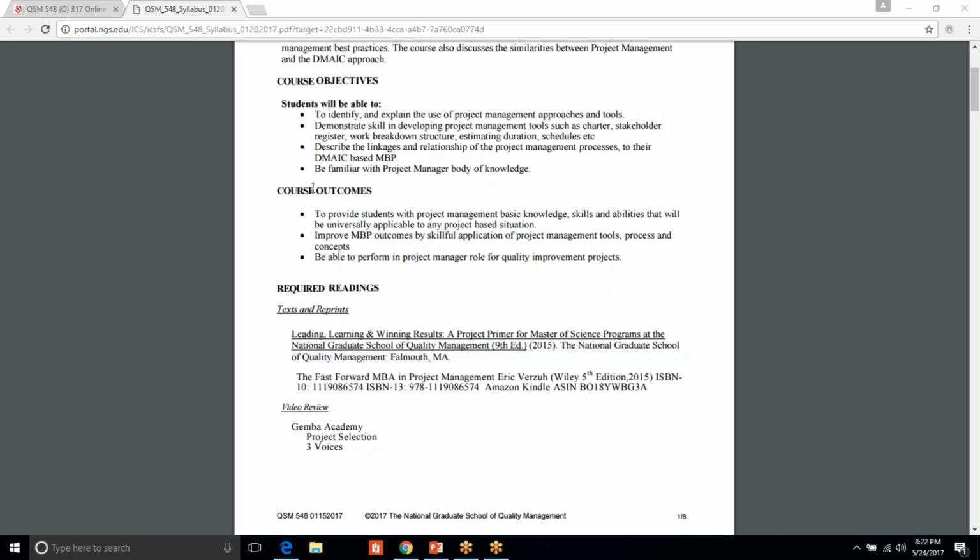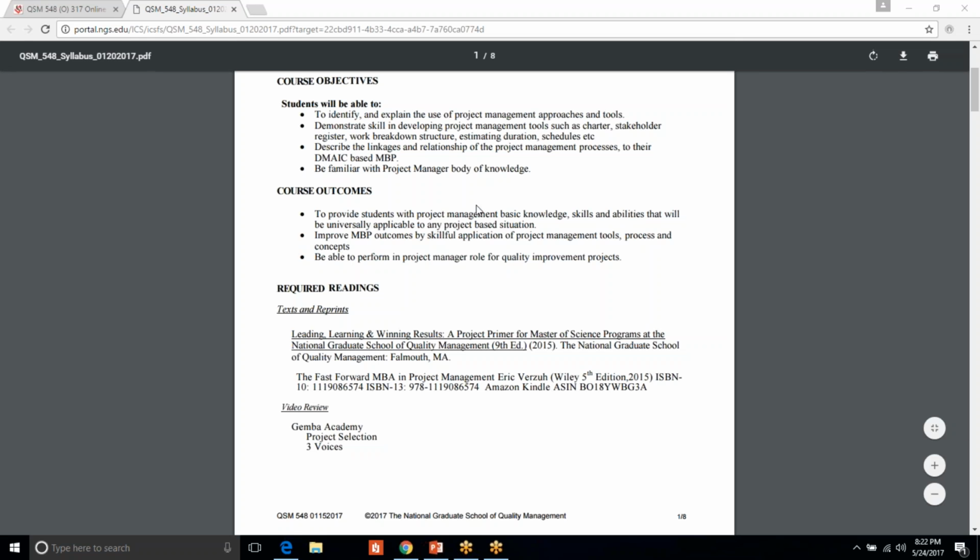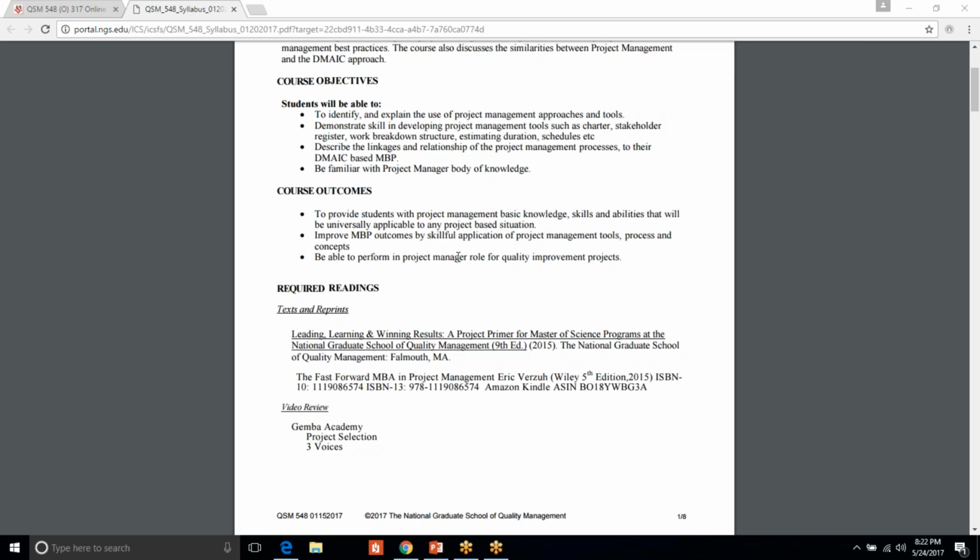Okay, so the outcomes here are to give you the basic project management knowledge and skills that you would be able to apply in any situation where project management would be appropriate. And also to look at the projects that you're doing for this course and for your champions, looking at how we apply the management tools and the concepts. And ideally, the outcome will be to have you competent enough and confident enough that you could perform in the project manager role for quality improvement projects.